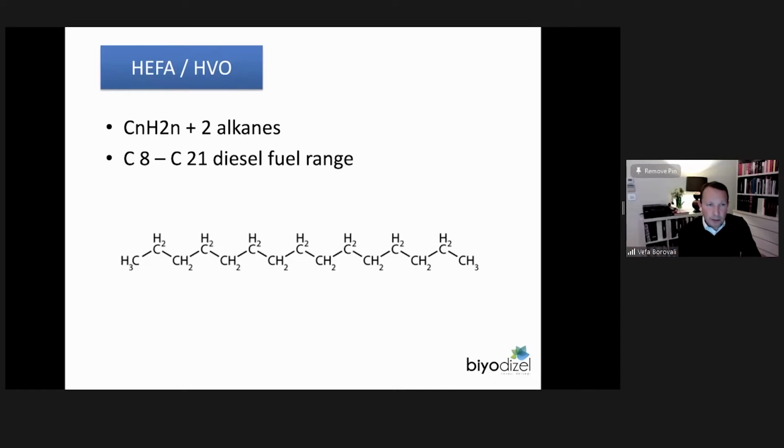This is the hydrotreated esters and fatty acids, hydrotreated vegetable oils. That means the green diesel, renewable diesel. These are alkane molecules. These are straight chain alkanes, around 8 to 21 carbon. We can say this is a perfect diesel fuel. It doesn't have any aromatic, it doesn't have any naphtha in it. It is pure alkane, and it has some superior qualities to commercial diesel fuel.